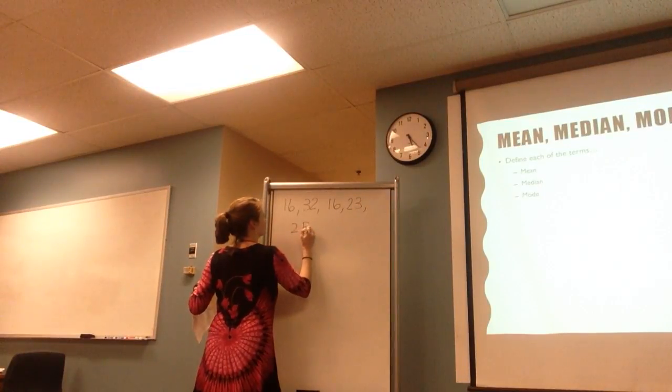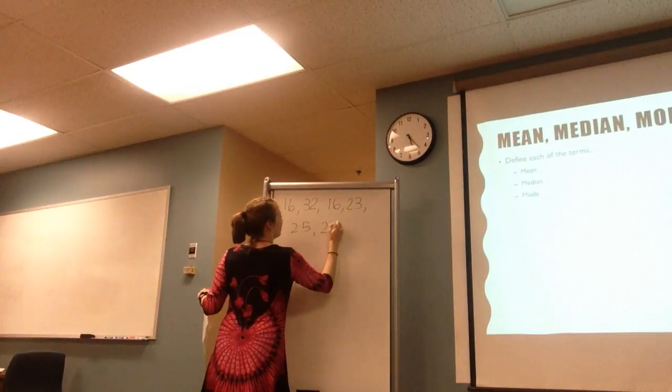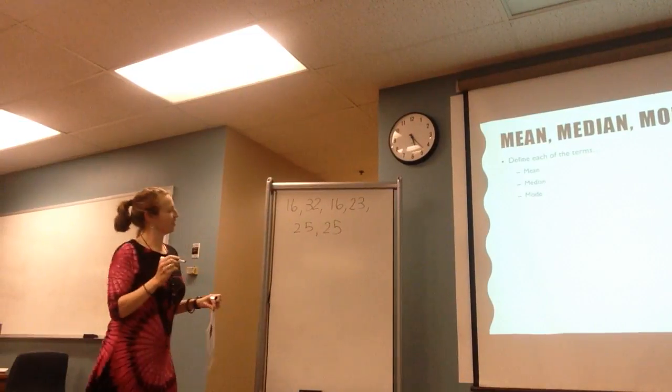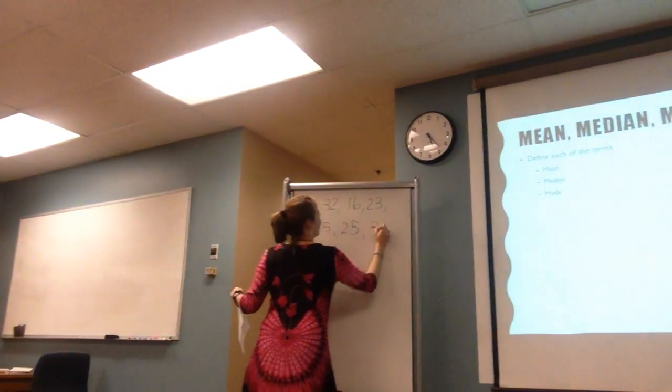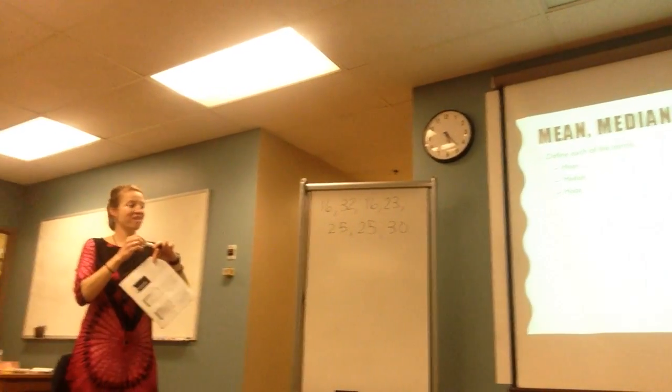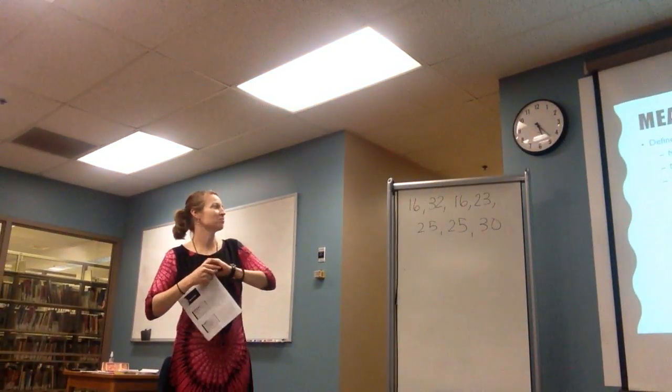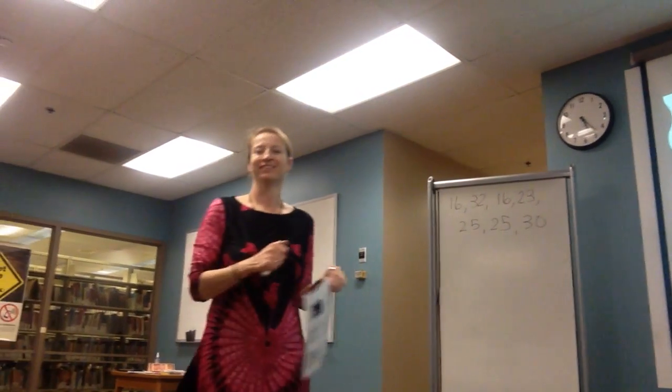15, 15, 23, 25, 25. Ooh, this is going to screw us up for mode, but that's okay. And 30. Okay, there you go. Find the mean and median. Mode's going to be a little bit harder. There are 2 modes.